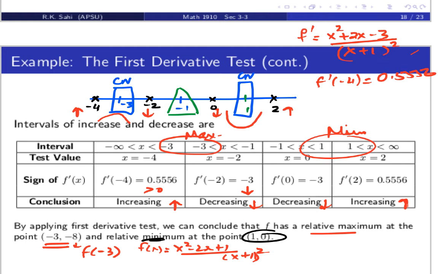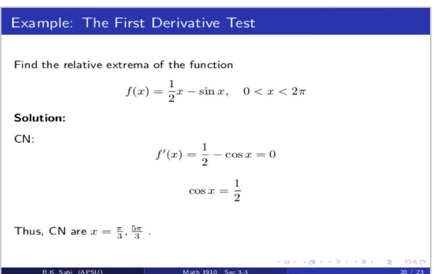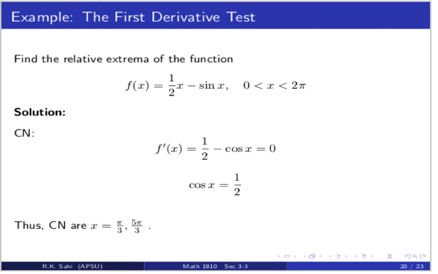Now let's try one more example. This is a trig example. Okay, so we are going to look at this: find the relative extrema of this function applying the first derivative test. The function is half x minus sine x from 0 to 2 pi. Let me show you the graph here.